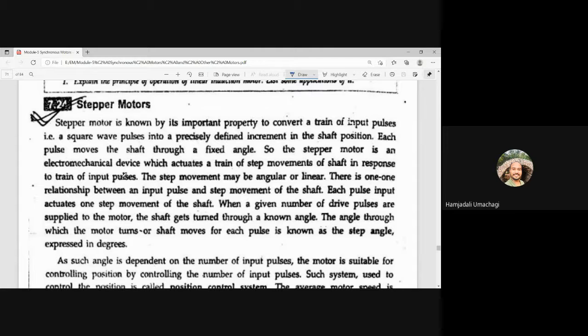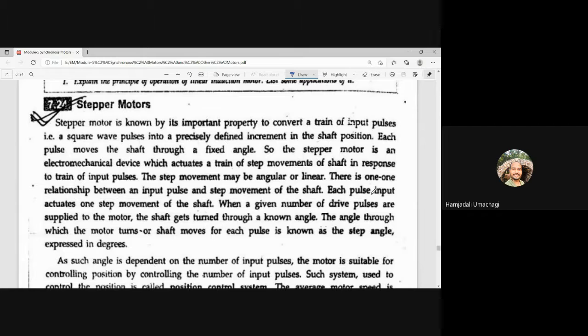So the stepper motor is an electromechanical device where electrical input is converted into mechanical output, that is rotation of the shaft, and it is going to follow input pulses, and accordingly it is going to rotate the shaft of the stepper motor. The step movement may be linear or angular. There is a one-to-one relationship between input pulse and the step movement of the shaft. So whenever we apply an input pulse, then accordingly the shaft is going to rotate. Therefore it has a one-to-one relationship between input pulse and the step movement of the shaft.